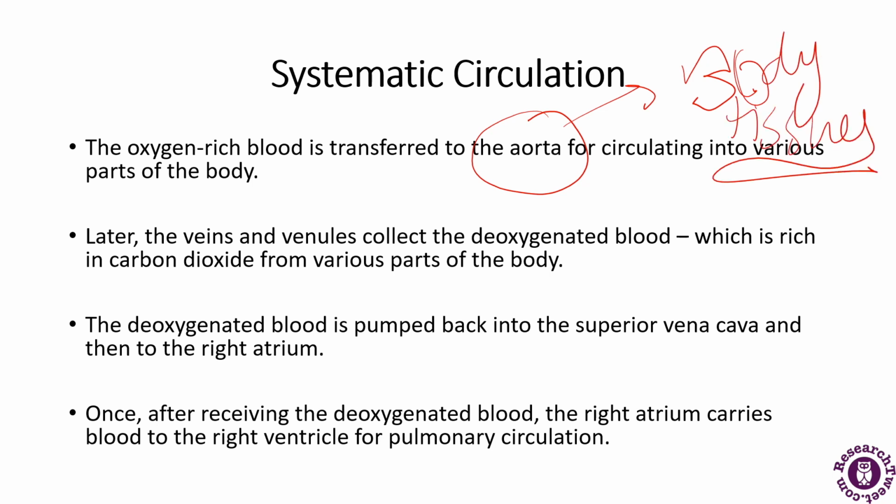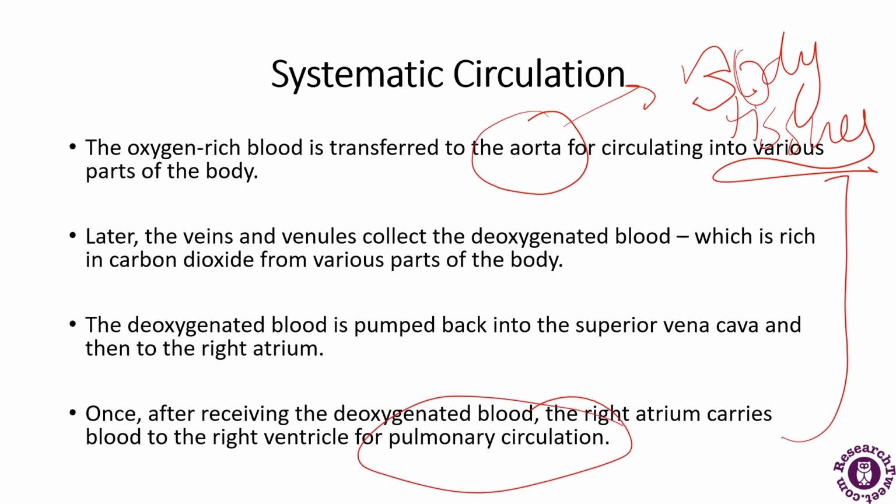Later the veins and venules collect the deoxygenated blood, which is rich in carbon dioxide, from various parts of the body. Now the deoxygenated blood is pumped back to the superior vena cava and then to the right atrium. Once after receiving the deoxygenated blood, the right atrium carries the blood to the right ventricle for the pulmonary circulation. So from here the systemic circulation will end and the pulmonary circulation will start.